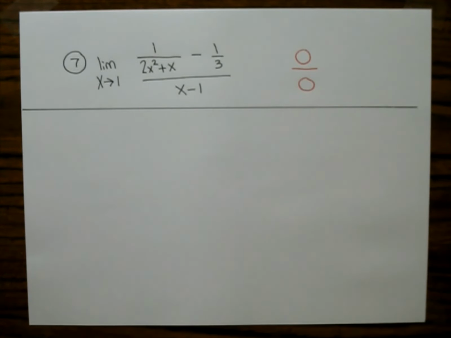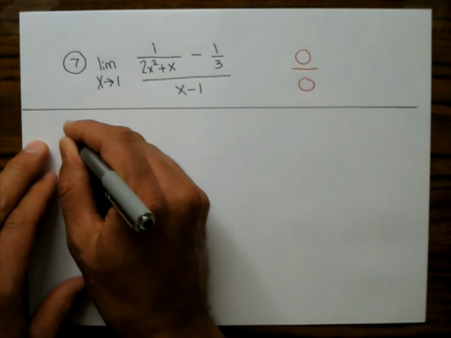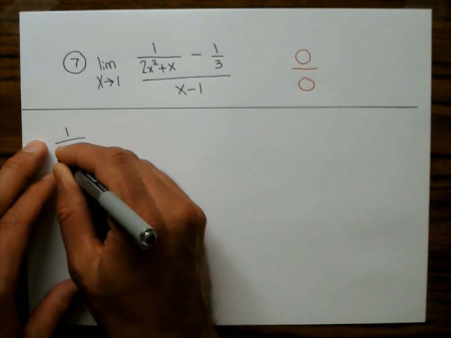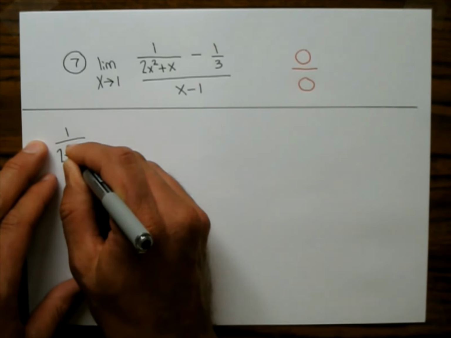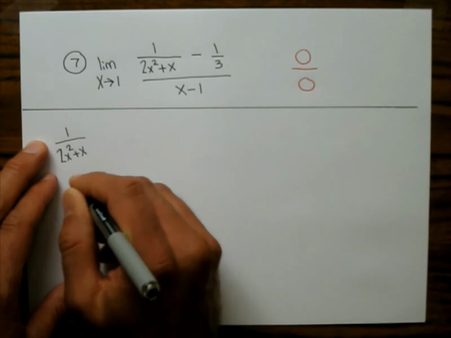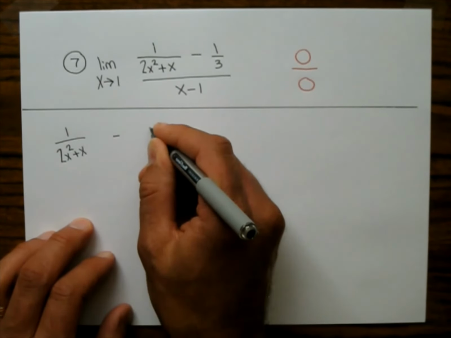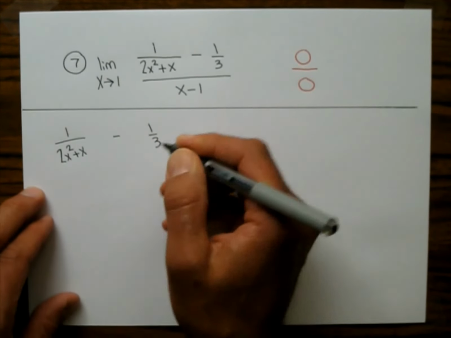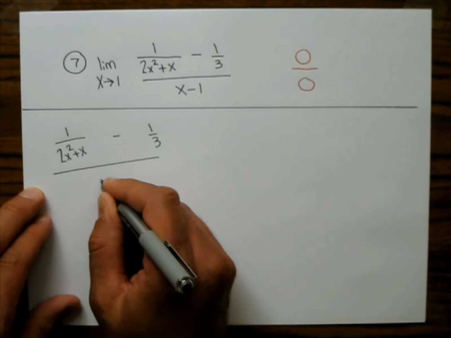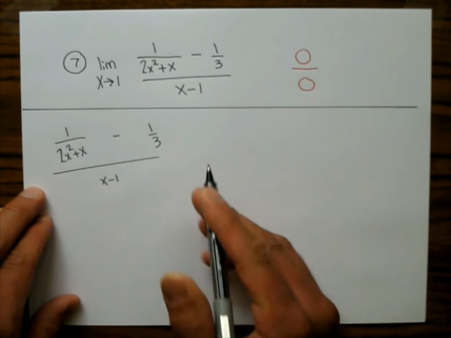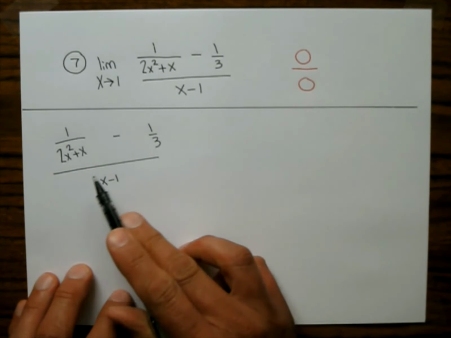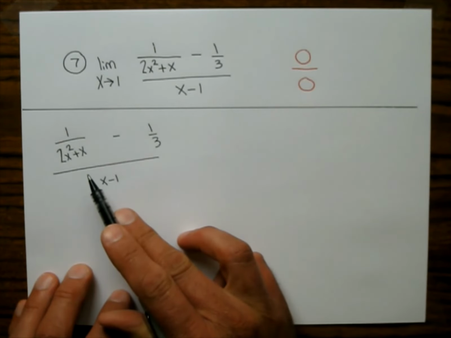Okay, so I draw a line, and I'm going to put this expression here, 1 over 2x squared plus x, and then we have minus 1/3. This is all over x minus 1. I'm going to get a common denominator on the top.